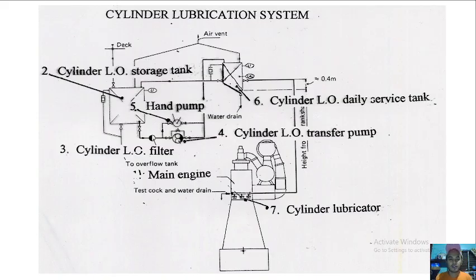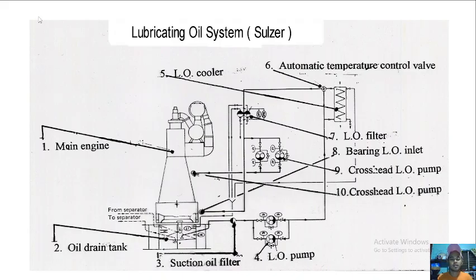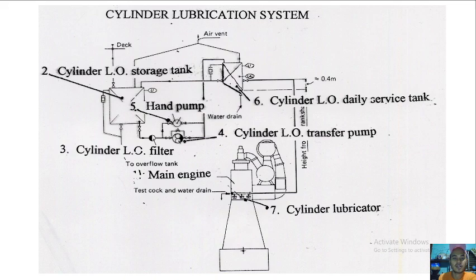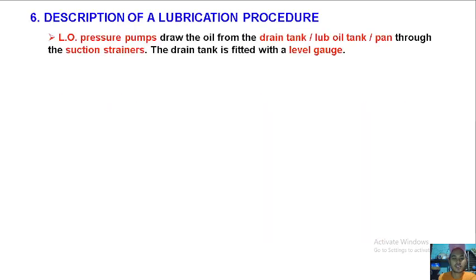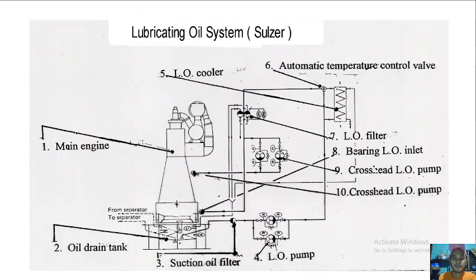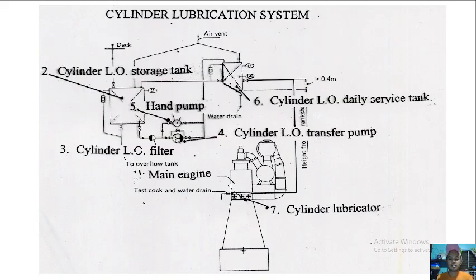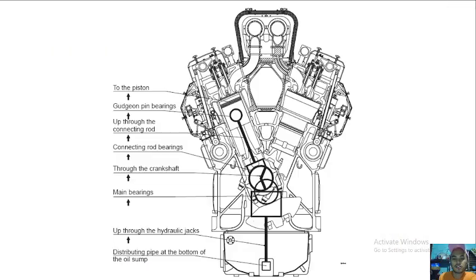So these are the two. This is the lubricating oil system for Sulzer. This one is the recirculating system, and we have the total loss and the circulating system. This is the circulating system, and this is the total loss system, since oil here will also be used for combustion, during combustion.